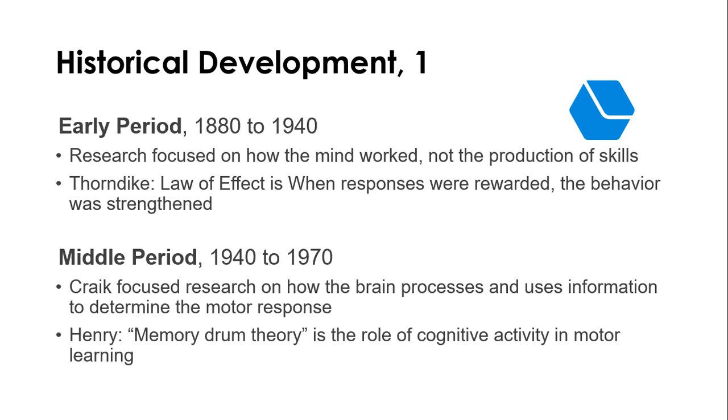Motor control researchers were interested in the qualities of muscle. The discovery that the brain produces electrical activity stimulated interest in the relationship between brain electrical activity and movement, which helped researchers further understand how the nervous system controls muscles and movement.